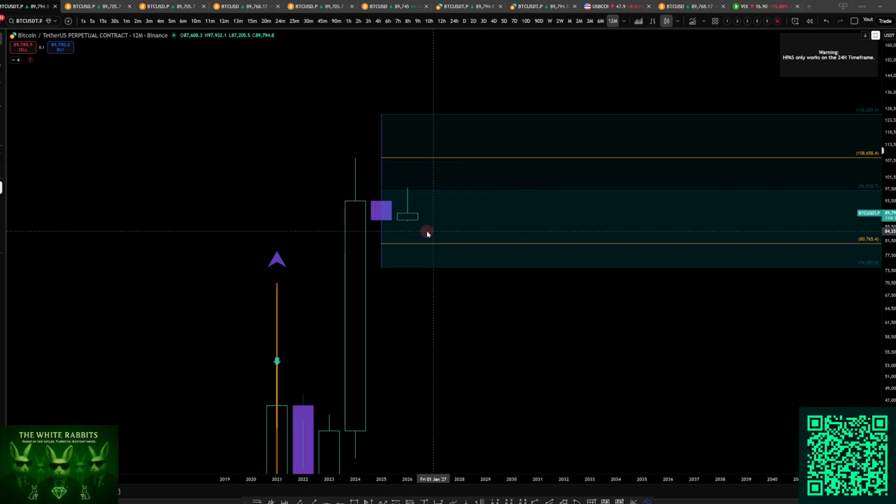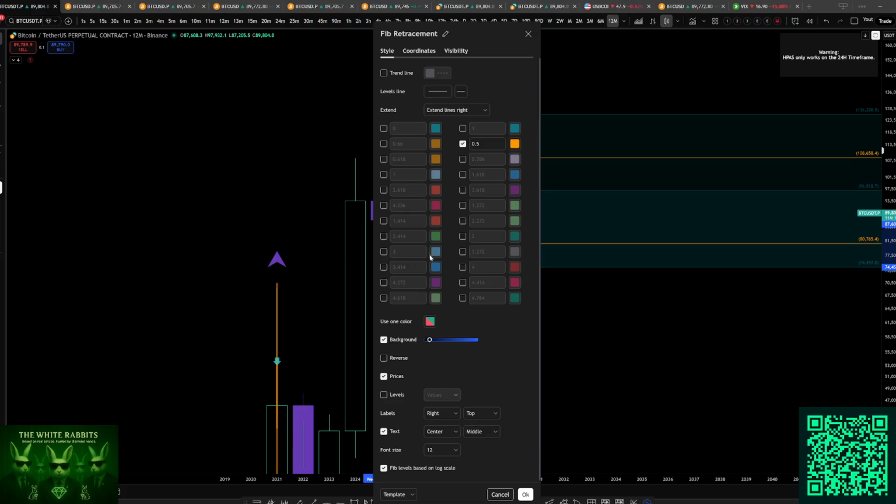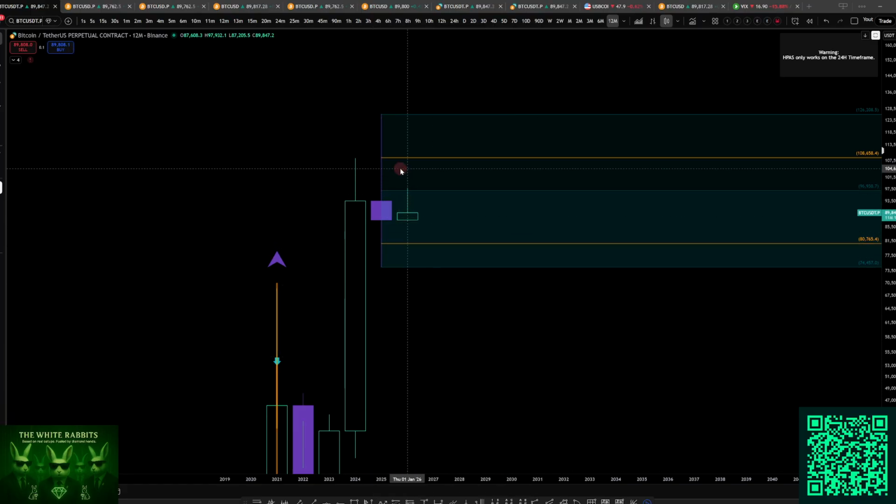Keep in mind, everything here is set on the log scale. The same applies to the Fibonacci settings. You can switch this in the settings. You'll find it at the bottom. We marked these levels out after the yearly close. I still want to see those levels get cleaned.